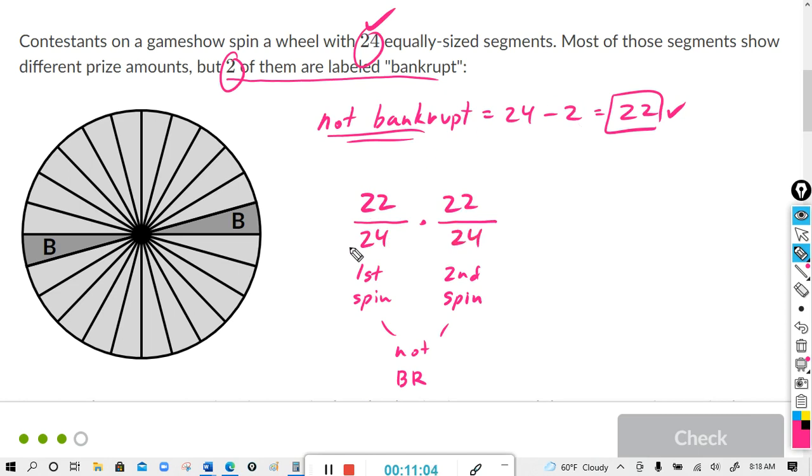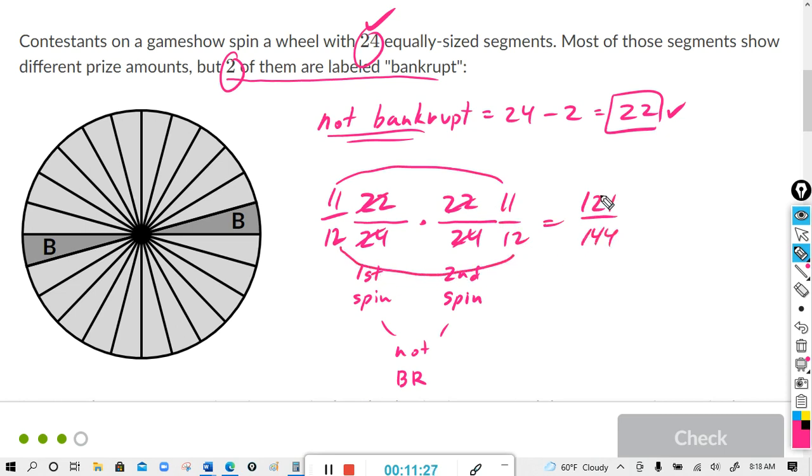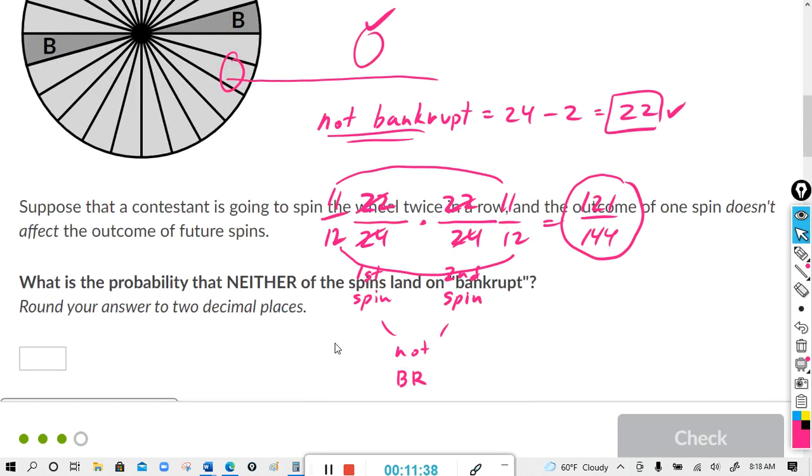Okay, if we reduce these fractions, they're both even numbers, divide top and bottom by 2. We have 11 over 12 times 11 over 12. Multiplying numerators, 11 times 11 is 121. And denominators, 12 times 12 is 144. So that's it. You can convert it to decimal if you want, but you have to round to 2 decimal places. So I think it's easier like this. So in the box, 121/144.